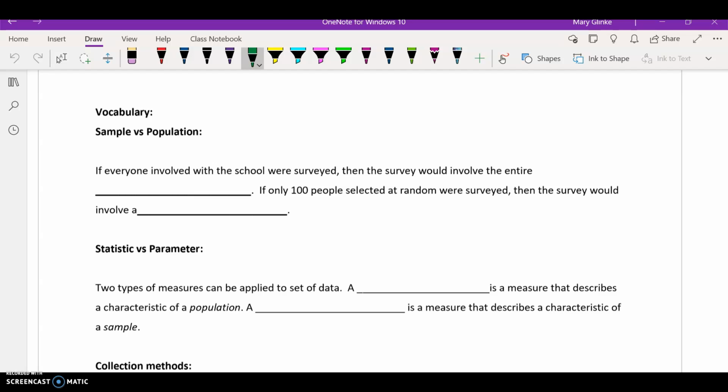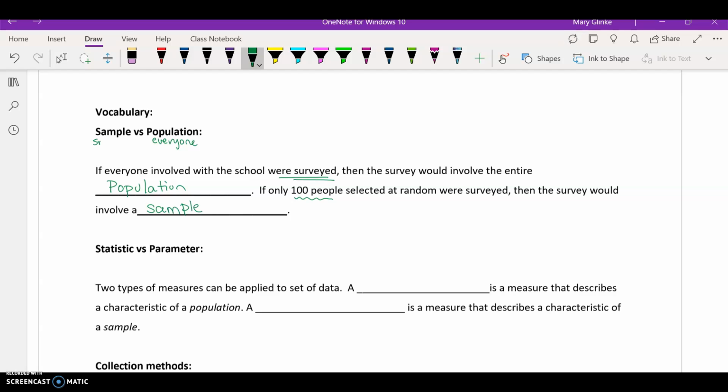So if you are looking to ask a question to a school and you ask everybody, then that's going to be a survey that involves the entire population. So the population is if everyone was involved, versus if you only ask 100 people, then that's going to be a sample.